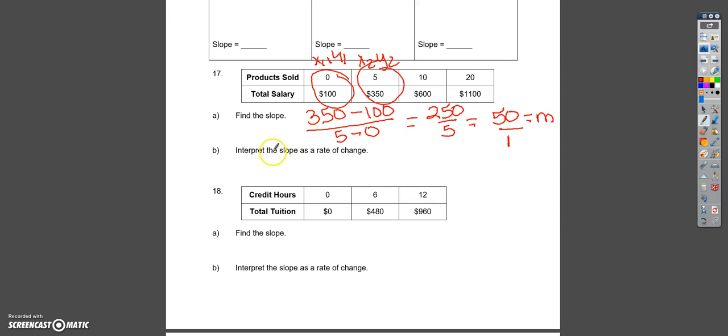So what that means is my salary increases, because it's positive, $50 for each, where x stands for products sold.